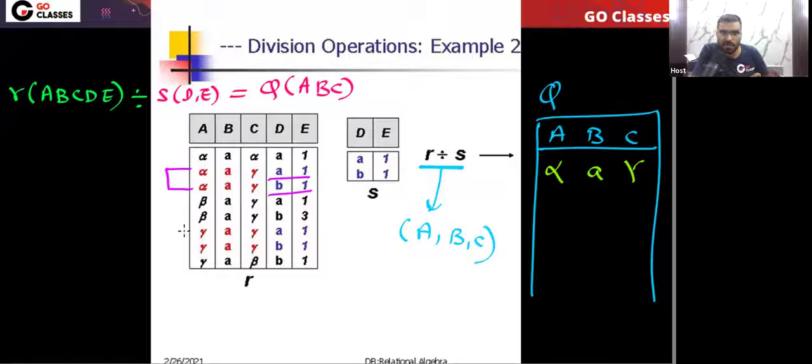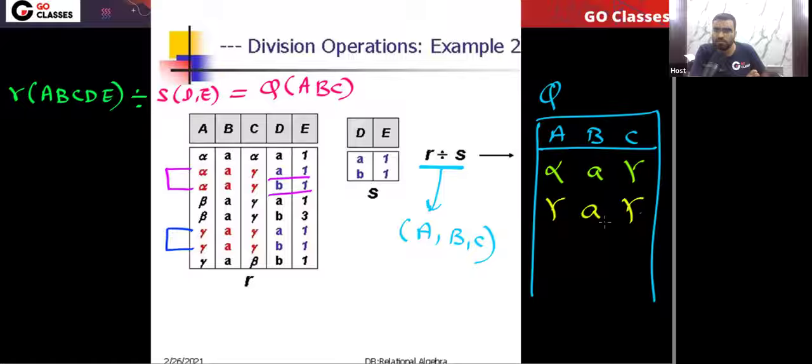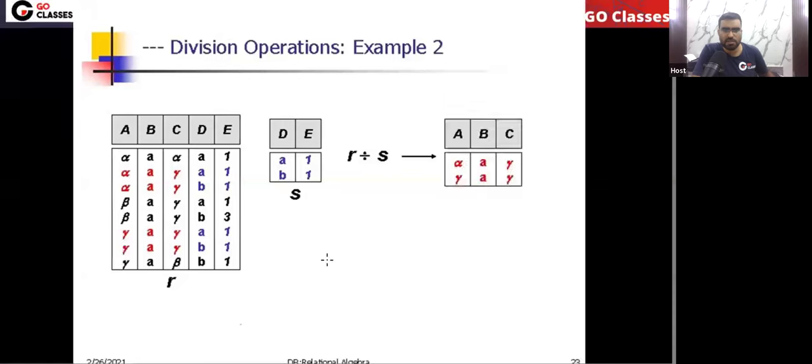Next, gamma A gamma A1, gamma A gamma B1. Yes, this will also come. So gamma A gamma will also come. That's it. So the answer will be this. Okay, is this clear? Very simple. Now you can see the answer is these two. These two are the answer.